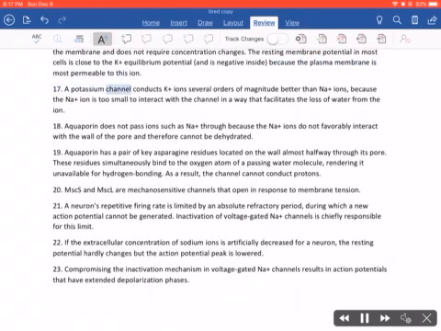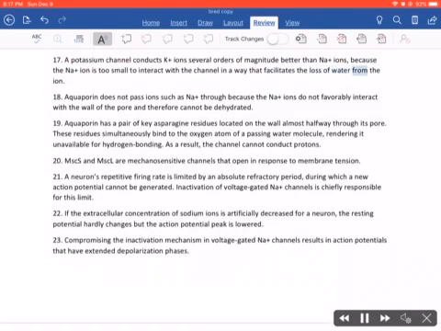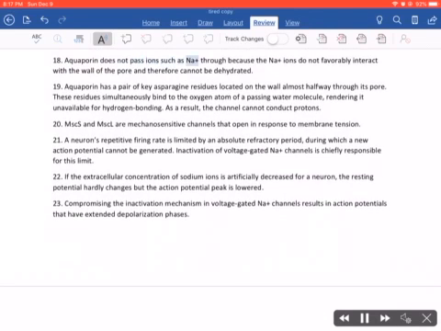17. A potassium channel conducts K+ ions several orders of magnitude better than Na+ ions, because the Na+ ion is too small to interact with the channel in a way that facilitates the loss of water from the ion. 18. A aquaporin does not pass ions such as Na+ through because the Na+ ions do not favorably interact with the wall of the pore and therefore cannot be dehydrated.